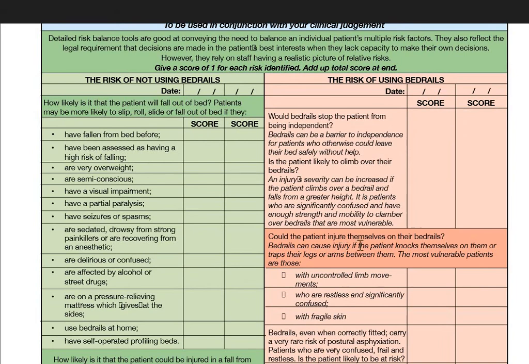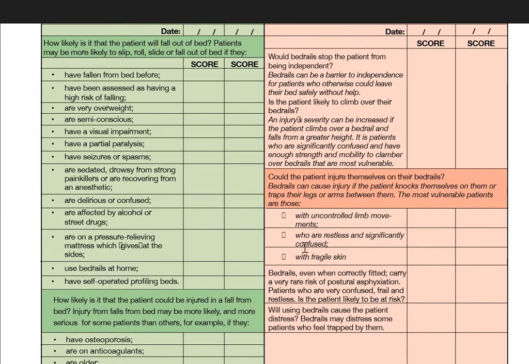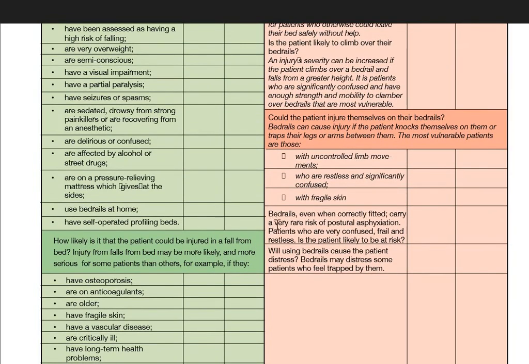Could the patient injure themselves on the bed rails? Bed rails can cause injury if the patient knocks themselves on them or traps their legs or arms between them. The most vulnerable patients are those with uncontrollable limb movements, who are restless and significantly confused, or with fragile skin. Bed rails, even when correctly fitted, carry a very rare risk of postural asphyxiation. Patients who are very confused, frail and restless, is this patient likely to be at risk?